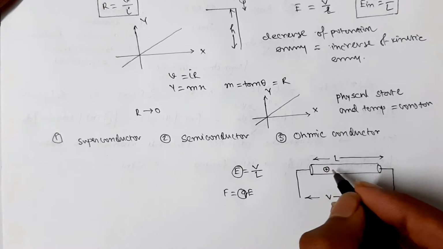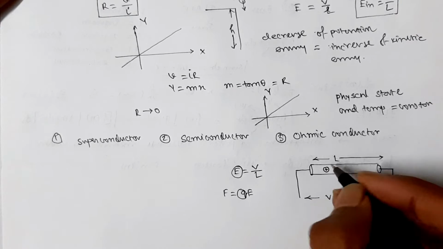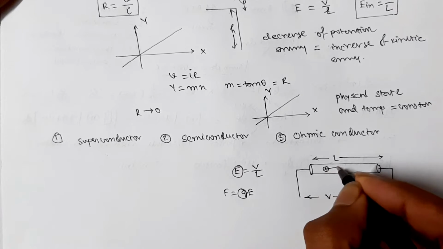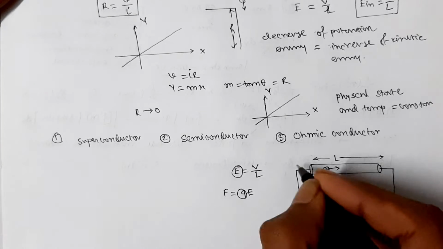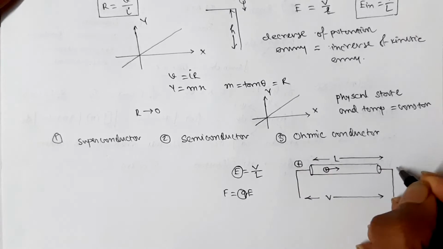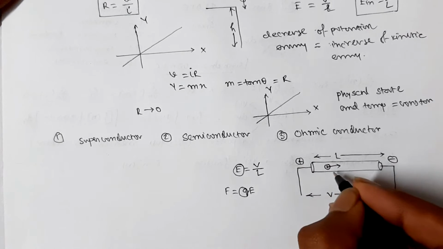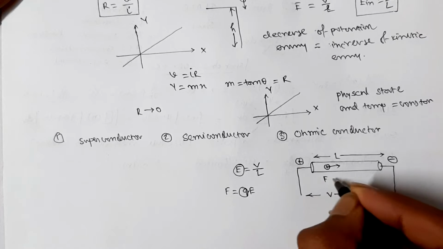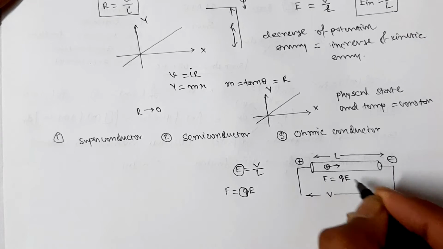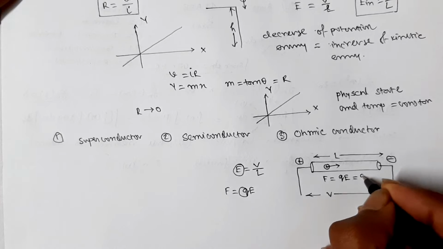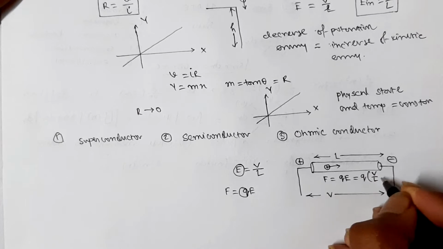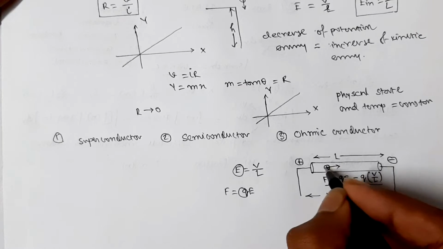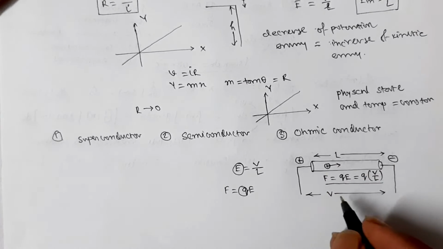Now we say that this particle feels a force in the direction of the electric field if this end is positive and this end is negative, and the value of the force is F is equal to QE, which is equal to QV by L. So this is the force felt by the charged particle.